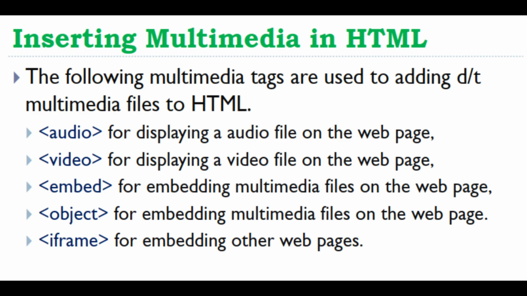Inserting multimedia in HTML. The following multimedia tags are used for adding different multimedia files to HTML. Audio: for displaying an audio file on the web page. Video: for displaying a video file on the web page. Embed: for embedding multimedia files on the web page. Object: for embedding multimedia files on the web page. Iframe: for embedding other web pages.